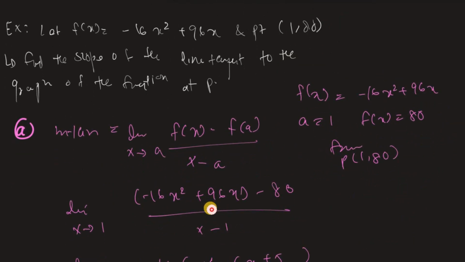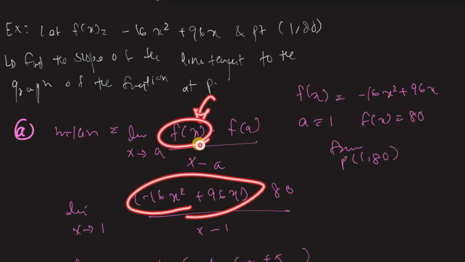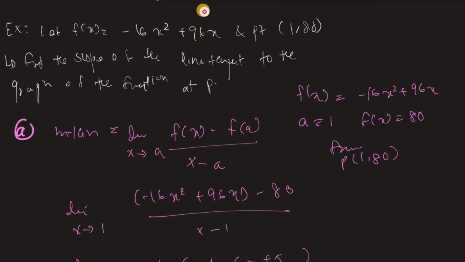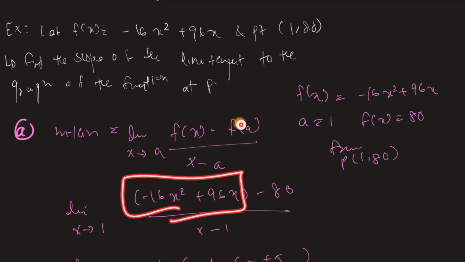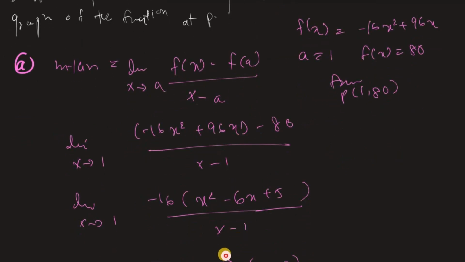So we're given this point, this function, and a formula to find the slope of the tangent line. We simply have to plug it in and take the limit as x approaches a, and the a we are given is 1. We replace the function within the equation, so f of x minus f of a. f of a was 80, so we replace it here, and then we have x minus a. Our a was equal to 1, so we do x minus 1.